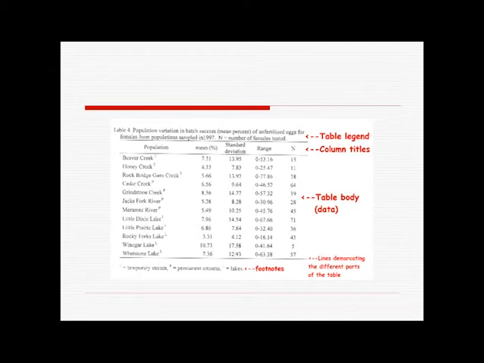So again, the anatomy of the table: we have the table legend, then we have the column headings, then we have the body of the table, and then we have the footnotes where we describe any of those symbols or anything that we talk about in the body of the table.